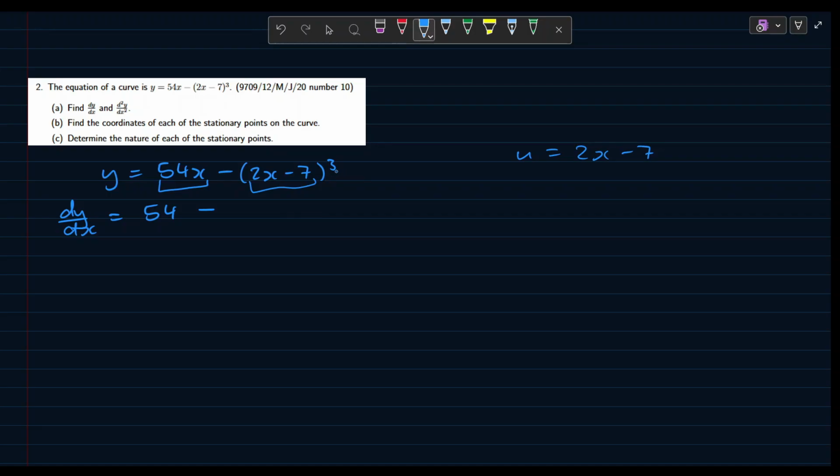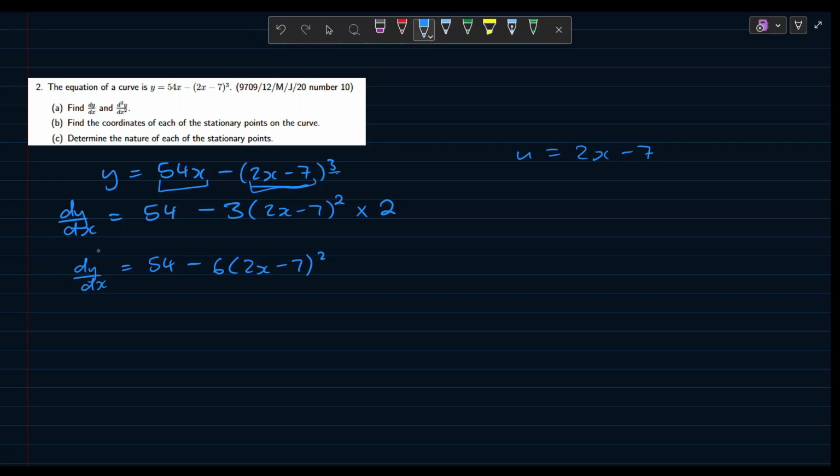So we start by differentiating our outer function. So bring down the 3 multiplied by (2x minus 7). Subtract 1 from the power, so 3 minus 1, that's 2. And then now we differentiate the inner function, 2x minus 7. If you differentiate 2x minus 7, you're going to get a 2. So this means dy dx is equal to 54 minus 3 times 2, 6, (2x minus 7) squared. This is our first derivative dy dx.